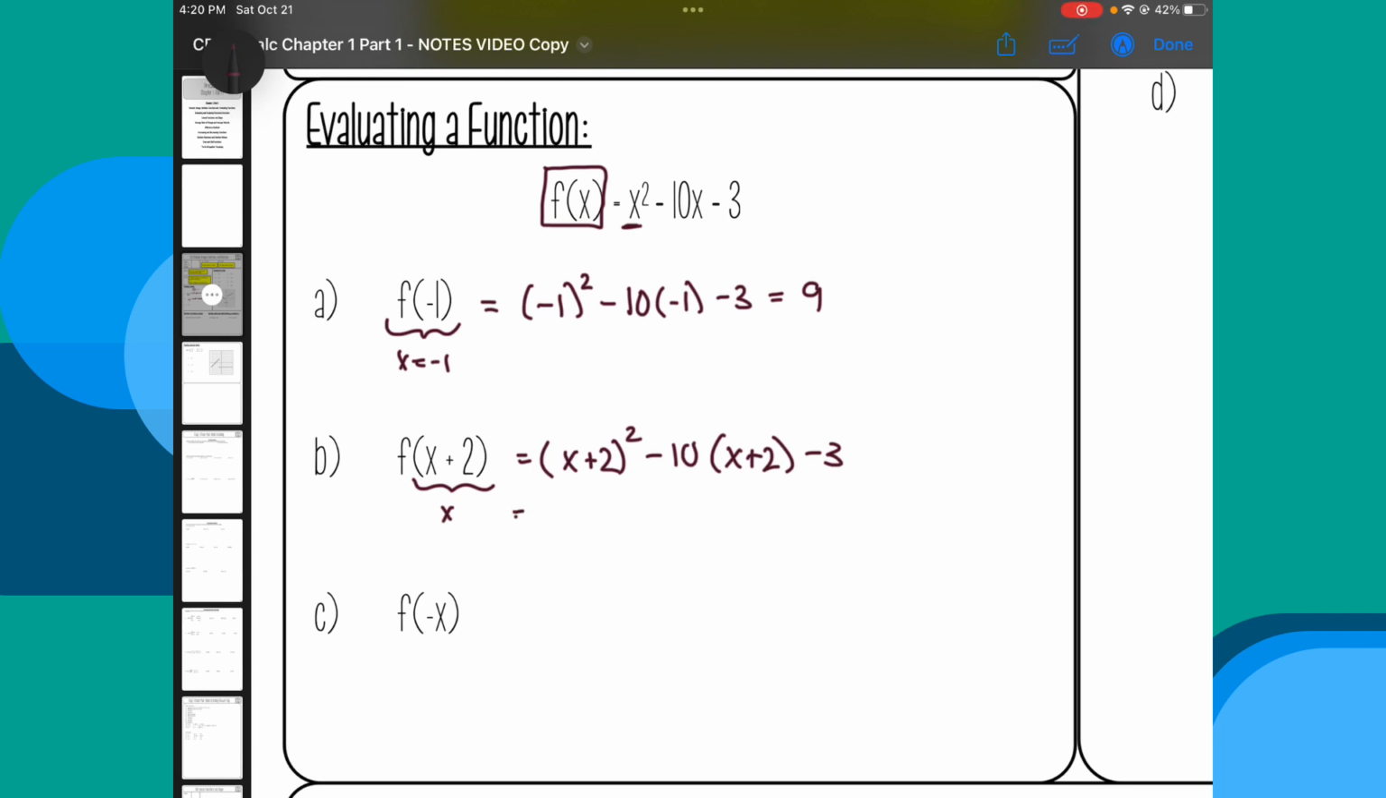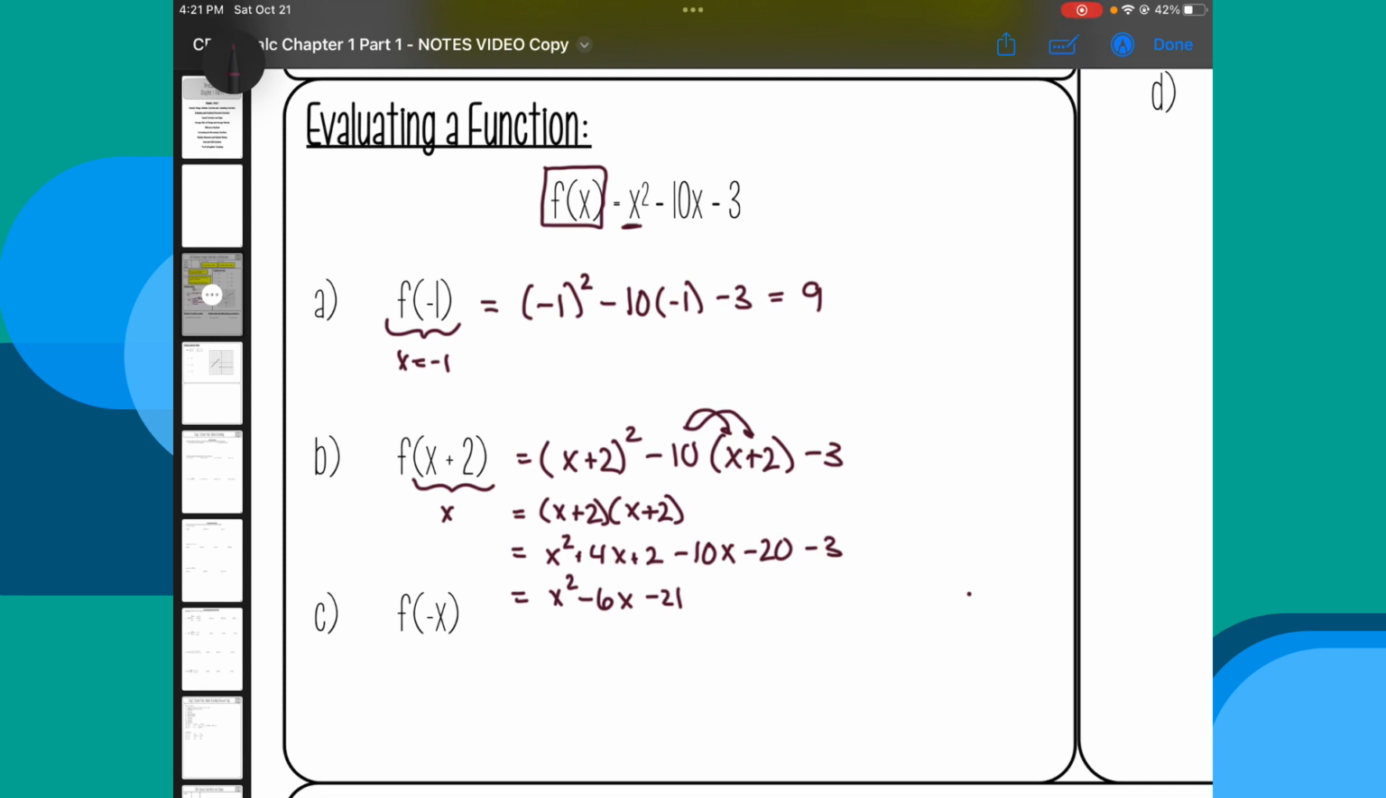So then we just need to calculate. So we have x plus 2 times x plus 2. And that gives us x squared plus 4x plus 4. We're going to distribute the -10. So minus 10x minus 20, and then minus 3. And then we'll finish up by collecting our like terms. So we get x squared minus 6x and then minus 21. So that's f of x plus 2.